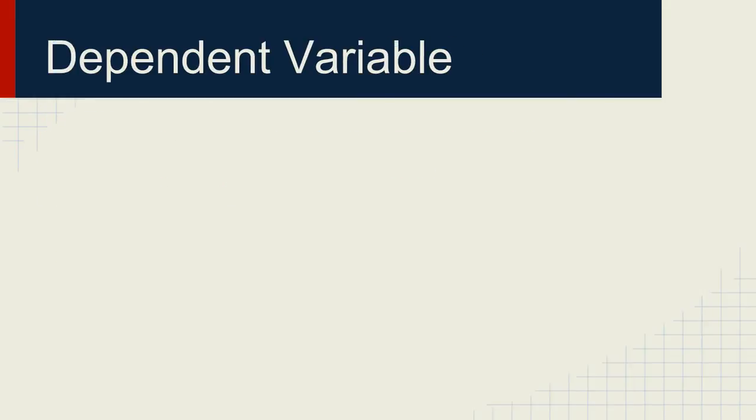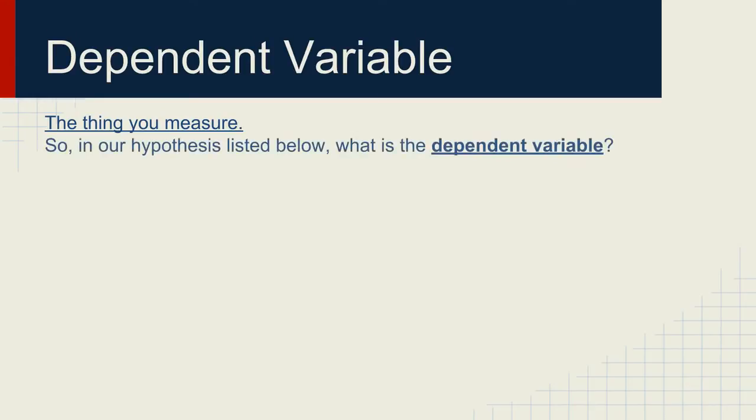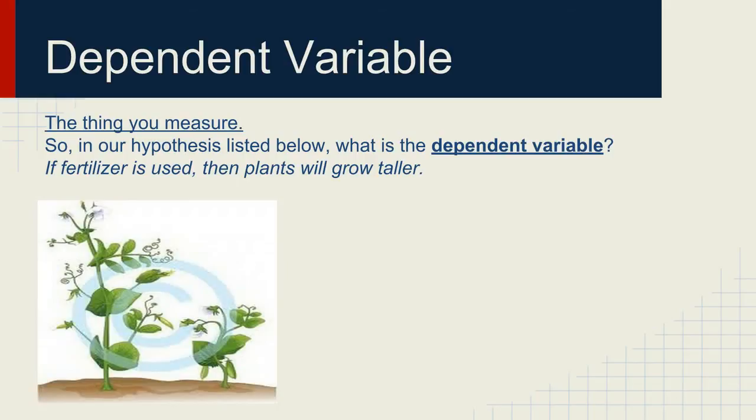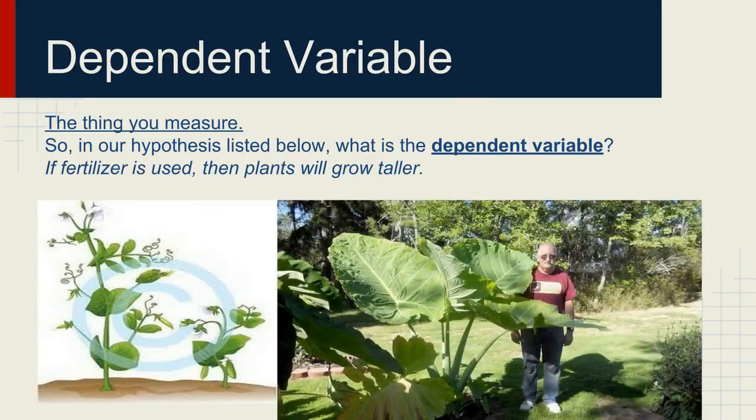A dependent variable is the thing that you measure. Our hypothesis is going to be the same: if fertilizer is used, then plants will grow taller. What are we going to measure? What's our dependent variable? I've got a couple other hints for you. Got it? Growth. That's what we're going to measure, whether the plants grow taller. So those are the two variables. The independent is the thing that you're testing, and the dependent variable is the thing that you measure.